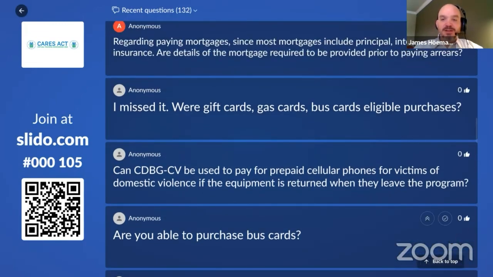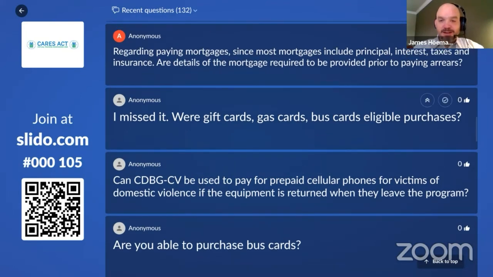Can CDBG-CV be used for prepaid cellular phones for victims of domestic violence, if the equipment is returned when they leave the program? That is an interesting question, and I am not sure about that. I know we do not pay cell phone bills, but the interesting aspect of that question is how that fits in the context of delivery of that public service. That's another one that I would send into your field office, so we can take a look and see if that is allowable or not. I don't think I've ever been asked that question in the 20-something years I've worked with the program.